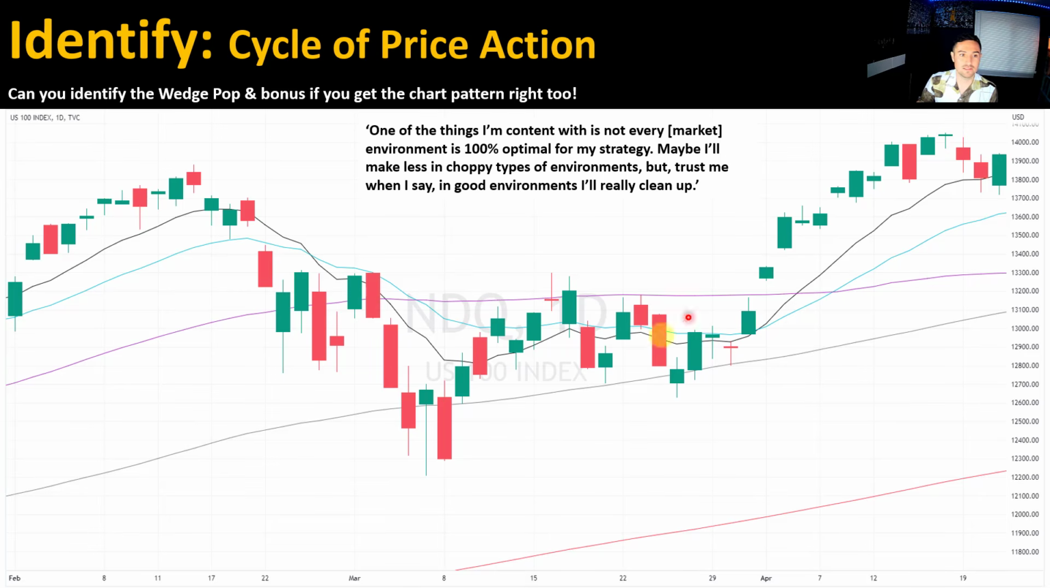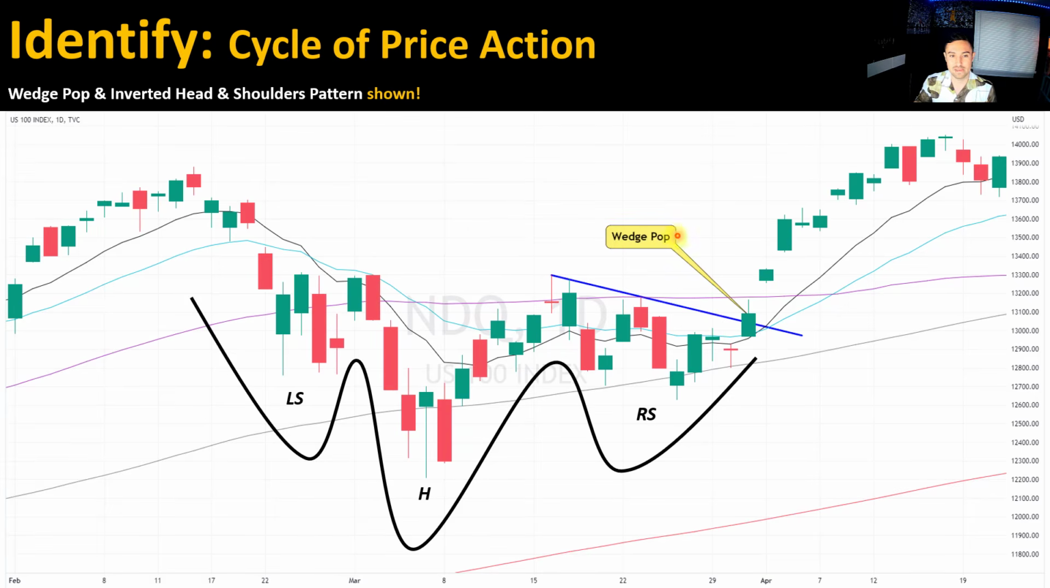So this is on the NASDAQ. Can you identify the wedge pop, and a bonus if you can also get the chart pattern? So there's a chart pattern here as well. I'll give you 3, 2, 1. Here you go. Here is the wedge pop.